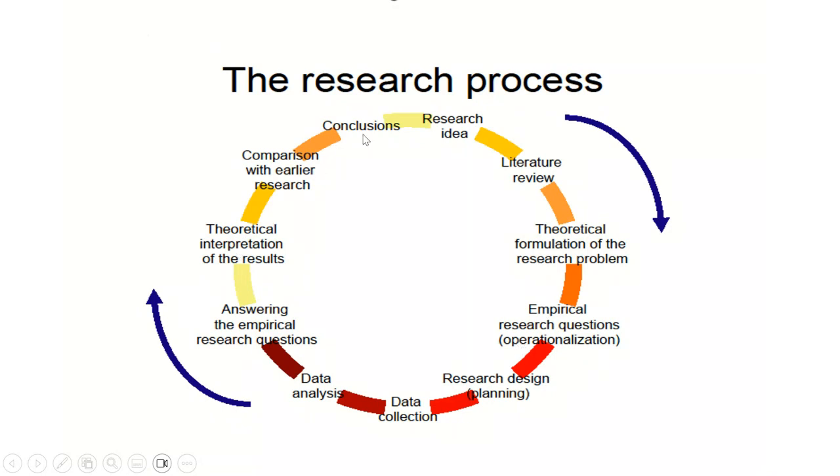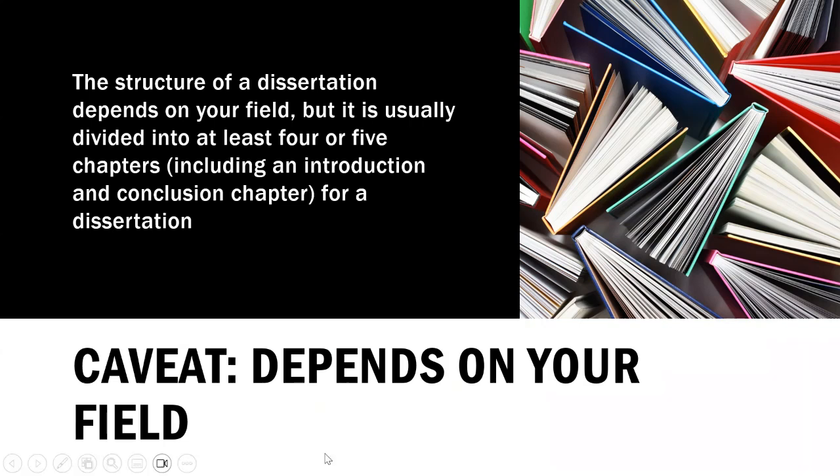So the research process has a logical path that it follows and progresses. And in the same way, your chapters for your dissertation would follow the research process, and you would report on this research process in your chapters as they follow. So the structure of your dissertation could depend on your field, but it's usually divided into at least 4 or 5 chapters, which includes an introduction and a conclusion chapter.